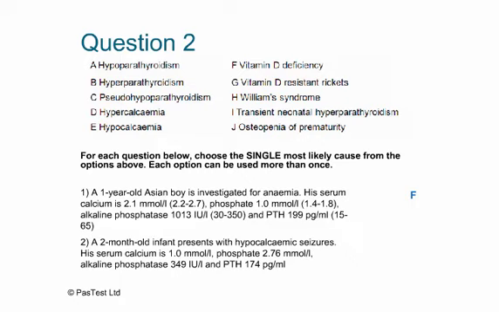We now come to the next part of the same question. A 2-month-old infant presents with hypocalcemic seizures. Calcium is low at 1 millimole per litre. Note the phosphate is on the higher side, and so is the PTH. What is the most likely diagnosis? And the answer in this case is pseudohypoparathyroidism. The PTH is high, but clearly ineffective, suggesting PTH resistance, leading to hypocalcemia.